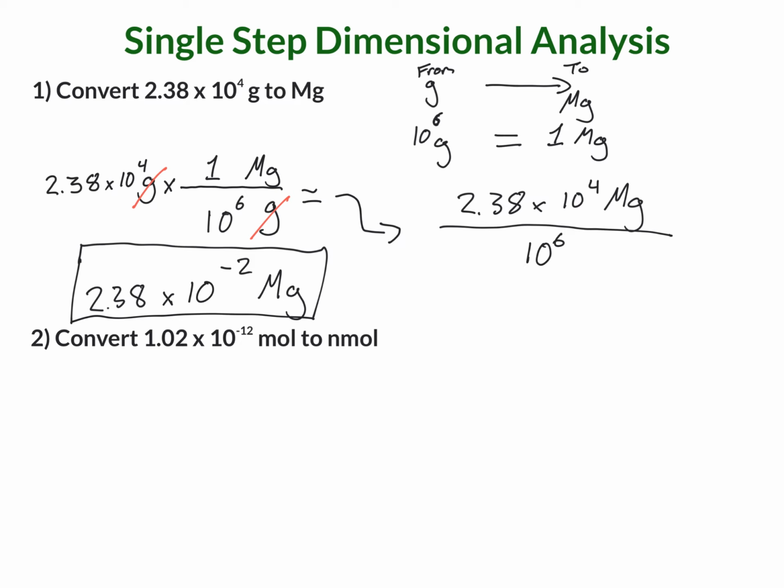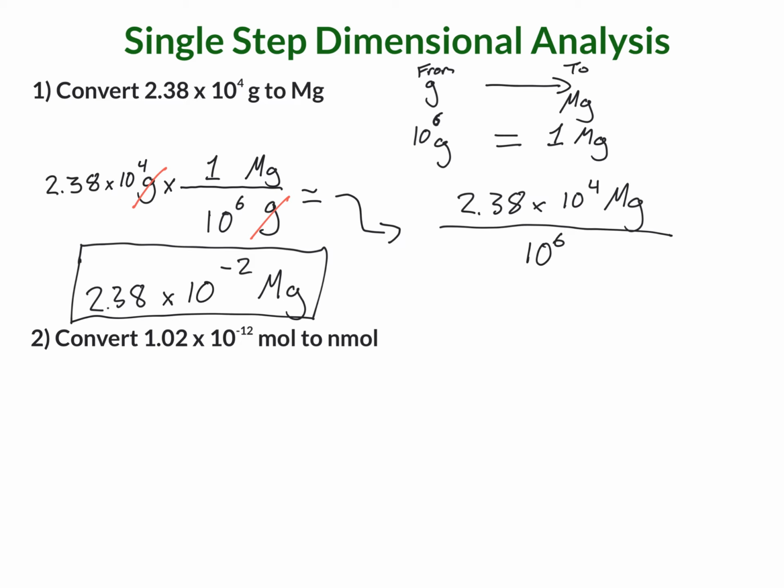Let's do another one. So here we have to convert 1.02 times 10 to the -12th from moles to nanomoles. That's what that NMOL is. Remember we talked about the unit mole? Who cares if you don't understand what a mole is? We'll get to that in another unit. You just need to know that a mole is a unit, and that when you put N in front of it, that means nano. And you should know what that conversion factor is.